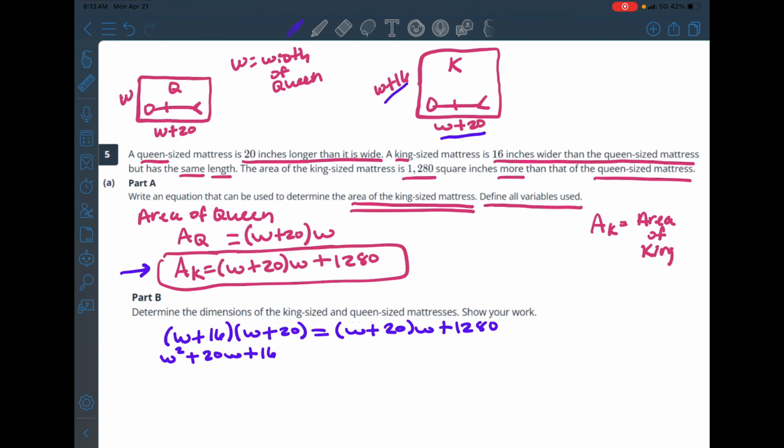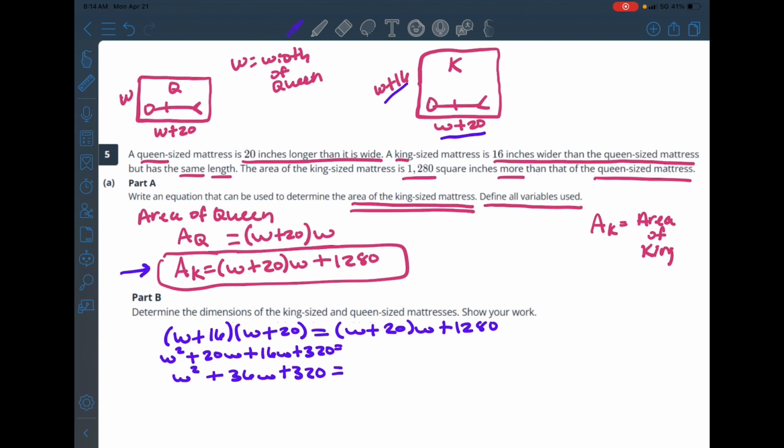Inner is 16W, and the last is 320. And so that's going to give me W squared plus 36W plus 320. This is Algebra 1 stuff. Don't mess up on the easy stuff. Equals, so I'm now going to simplify this top part.